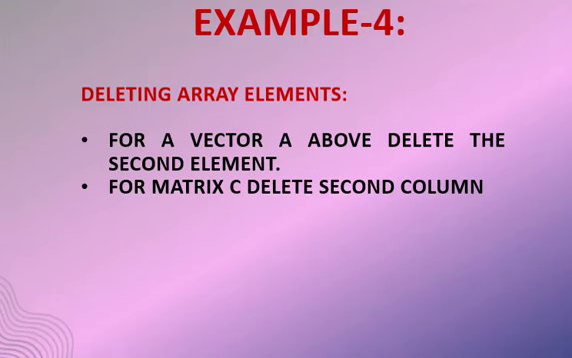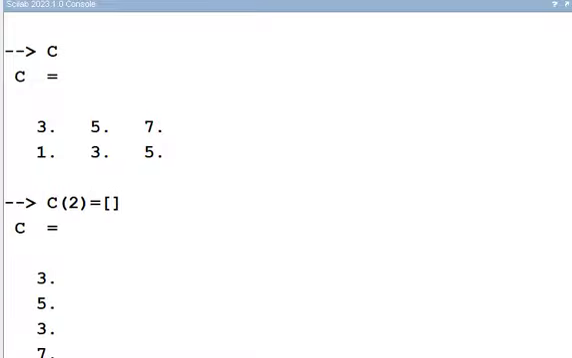From a vector we can delete elements, but what if it is a matrix? Right now for matrix C we are saying delete the second column. For a matrix I can't delete a single element. So right now this is C. If I write C(2) is equal to an empty bracket, what will happen? It will create the whole C in a column form and then delete a particular element, and here you can see 1 is being deleted.